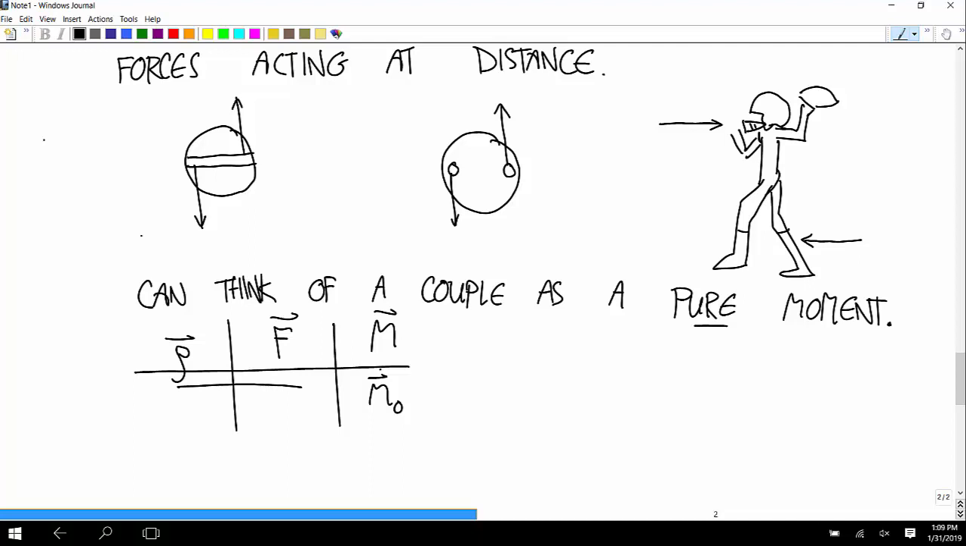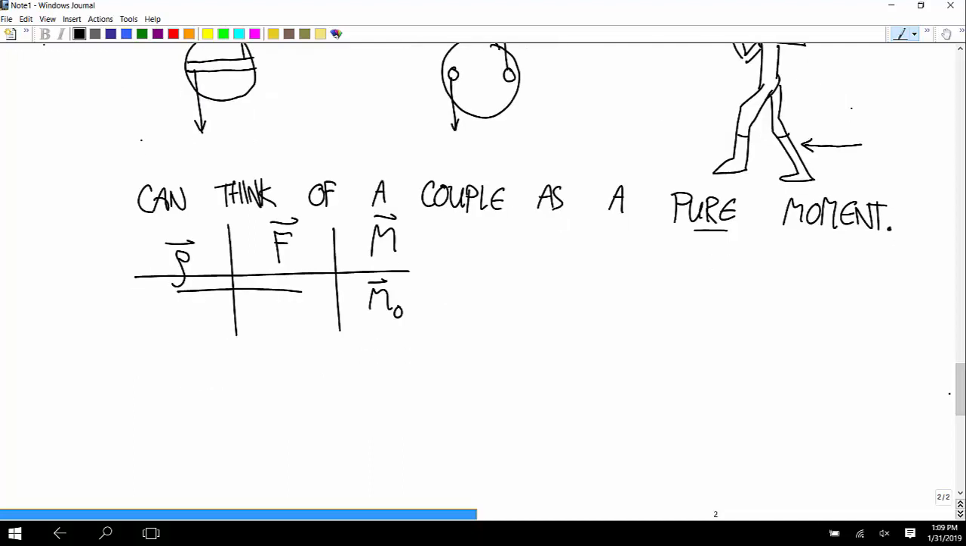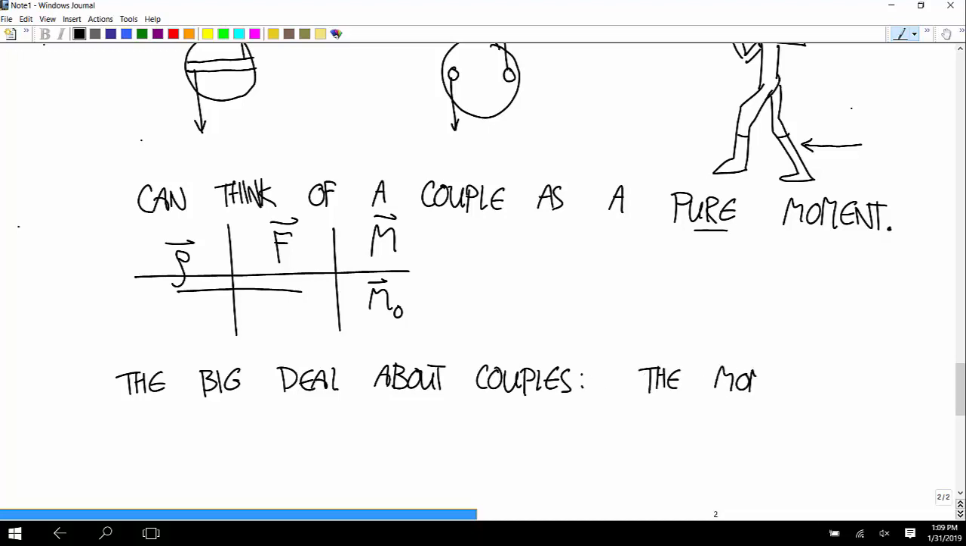And there's something surprising and really different about the way a moment works that's provided by a couple. So here's the big deal about couples. The moment they produce is the same no matter what the about point is.